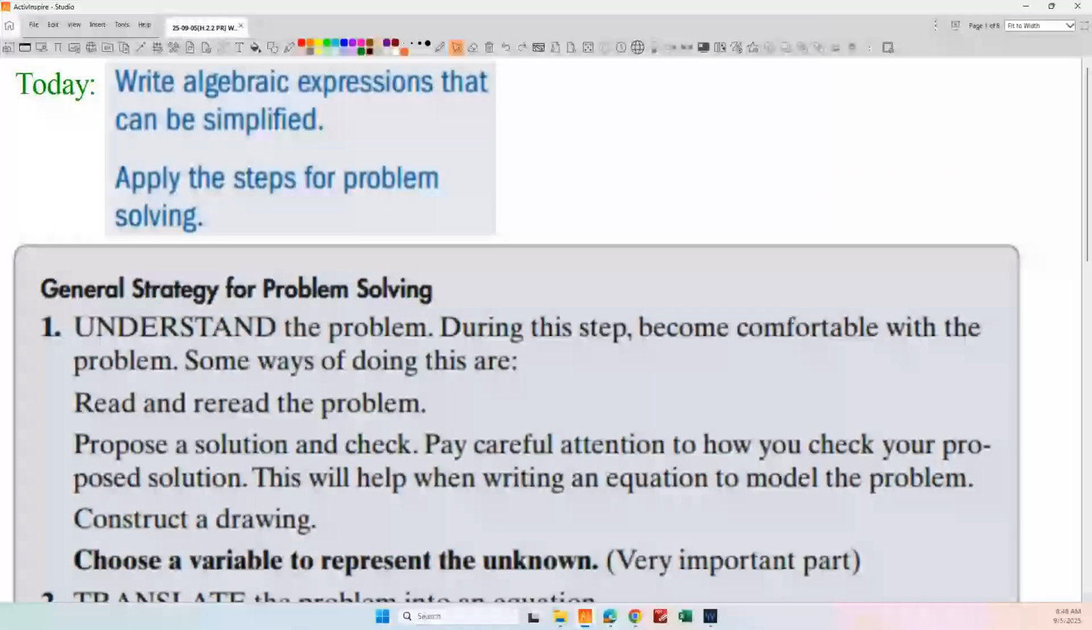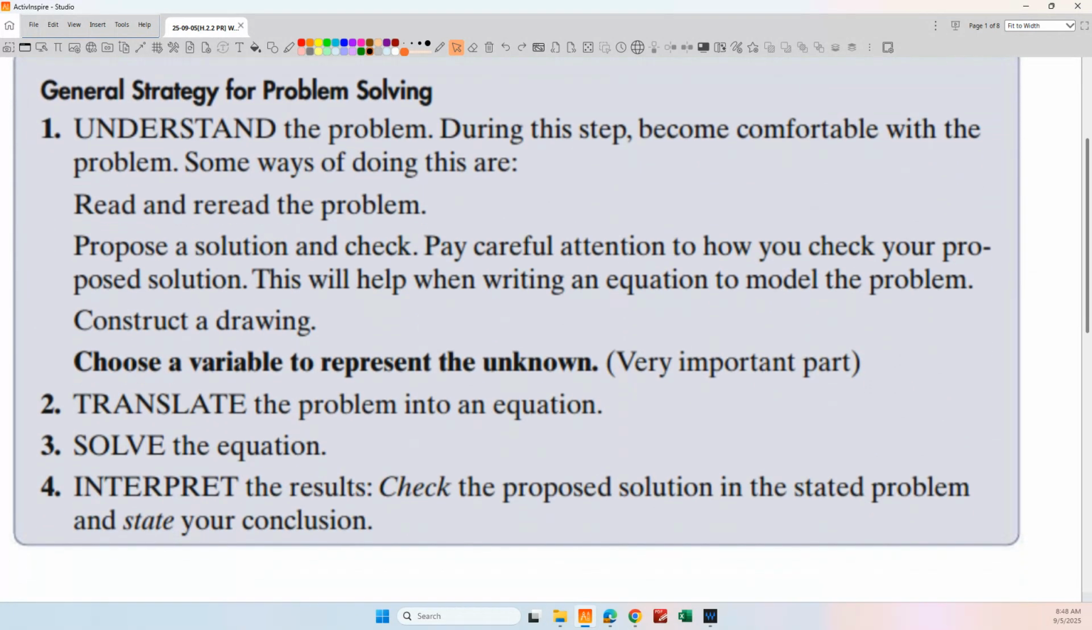Calculus is awesome. So what are we going to do? We're going to write algebraic expressions that can be simplified, and we're going to apply some steps to solving problems. Now let's just kind of take a quick look at a general strategy, and it's going to look different for every individual application problem. But this is sort of the skeleton or the framework that we'll apply. What's the first thing we do? Well, we want to understand the problem. You want to become comfortable with the problem. You want to read through it, maybe reread through it. Think about a solution and check your thoughts.